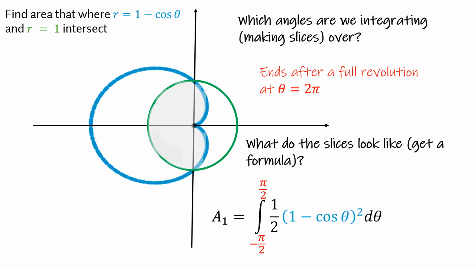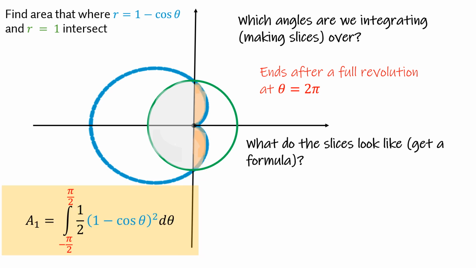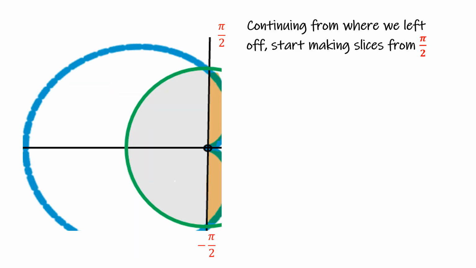So let's see where we're at with our area. We've found this area so far, so let's record that and move on. Okay, now let's continue from where we left off, and we're going to start making slices for the leftover shaded region. That is from pi over 2 down to that bottom angle, negative pi over 2.